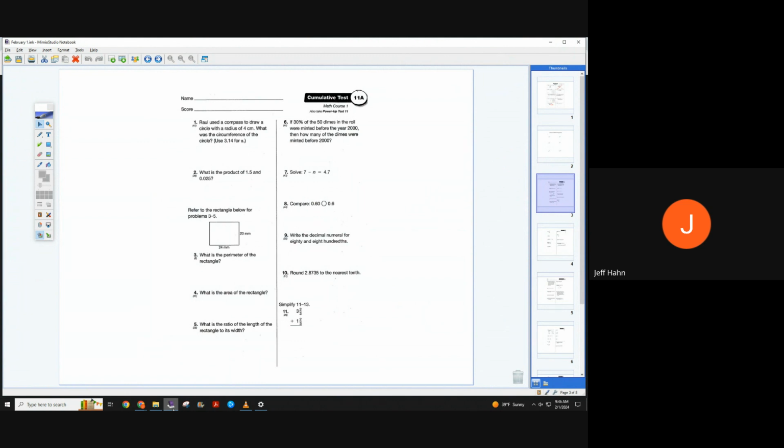Alan, where's your paper? Oh, there's some on the bottom, I'm sure. I'm sure there's something there, isn't there? You can find them somewhere.